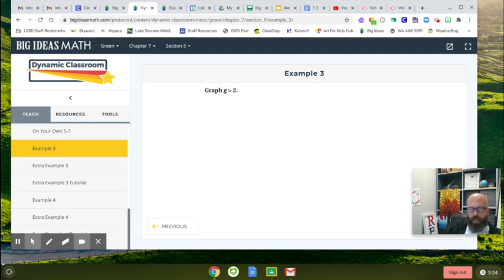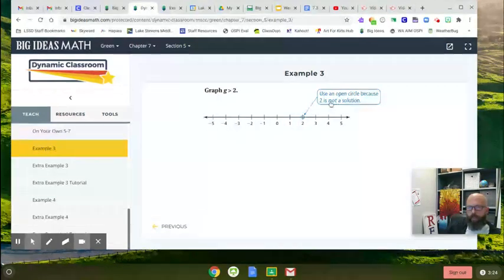7.5, example 3. Now we're going to graph these inequalities on a number line. So when it says graph g is greater than 2, how do we do that? Well, we're just going to have a number line like this. And we're going to use an open circle because 2 is not a solution. So g has to be greater than 2. What that means is 2 cannot be a solution because 2 is not greater than 2. So we use an open circle on 2 that tells us that it's greater than or less than.